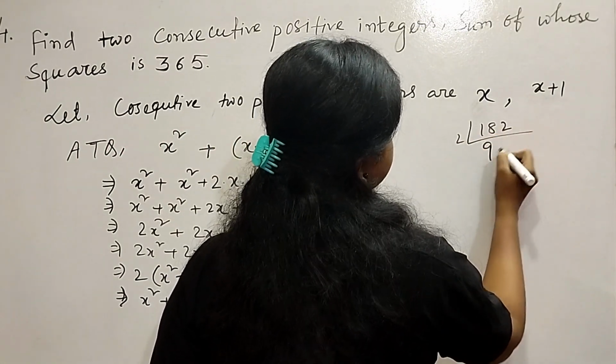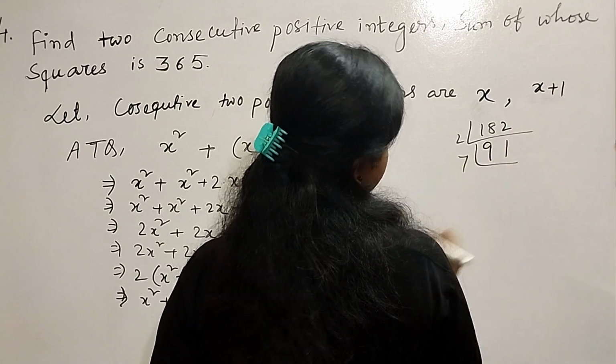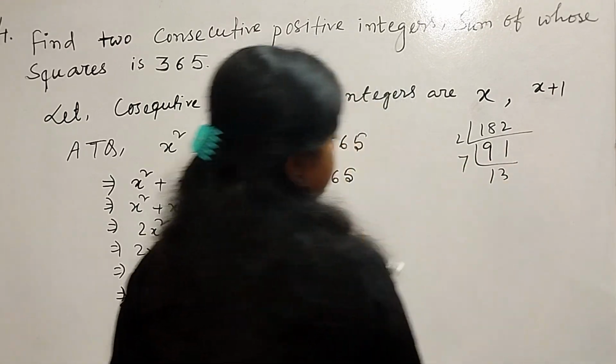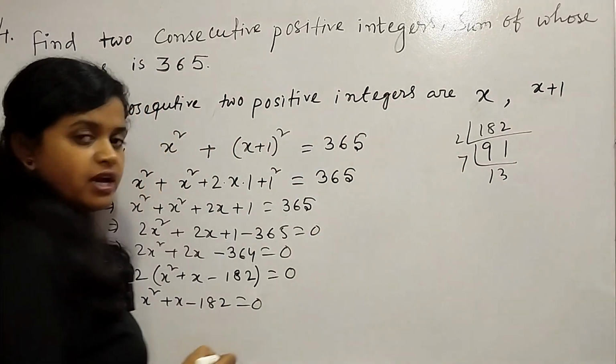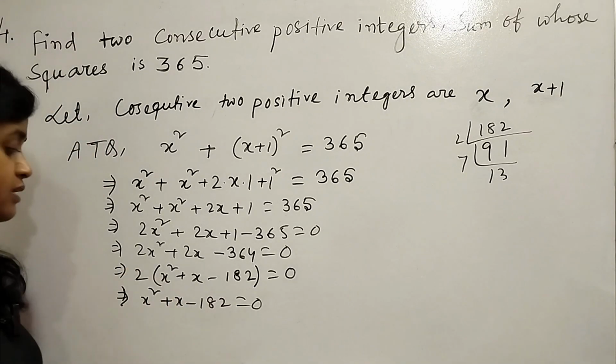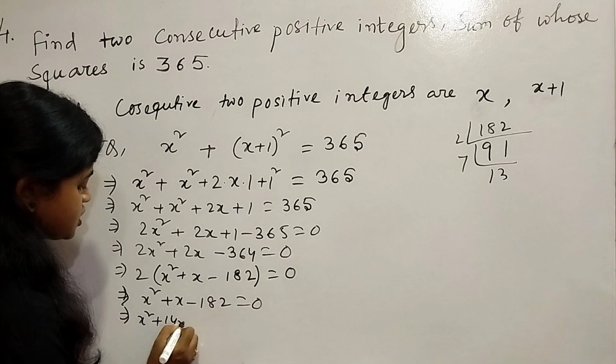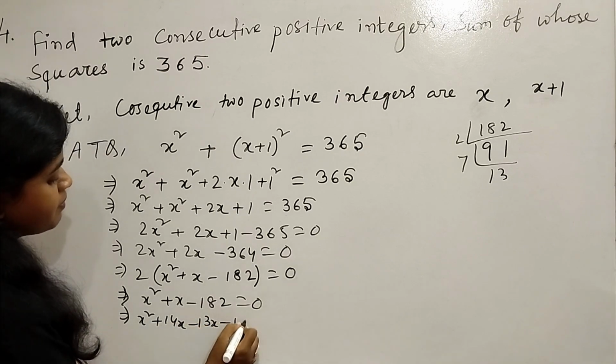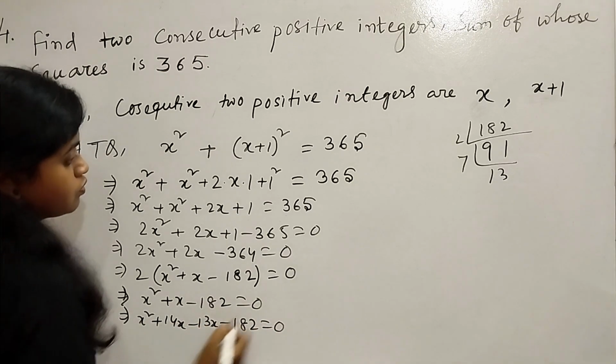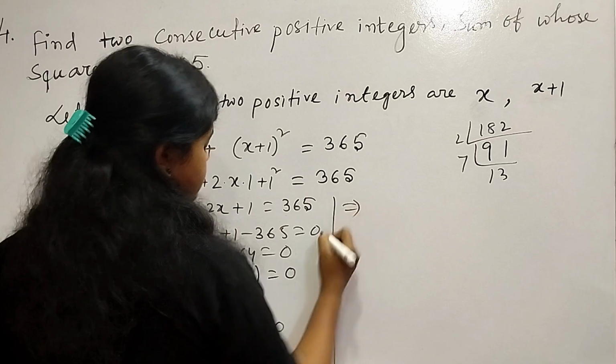So 2 times 9 is 18, and if you divide by 7, you will get 26. So 2 times 7 is 14. So again we will get 14 and 13 as the pair. So x square plus 14x minus 13x minus 182 equals 0. We will solve this side.